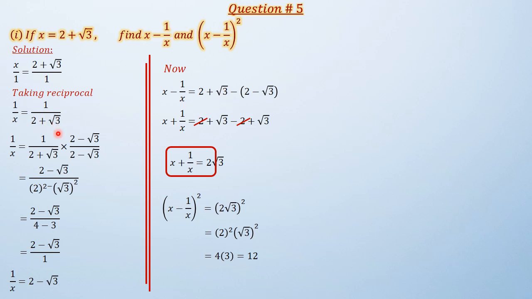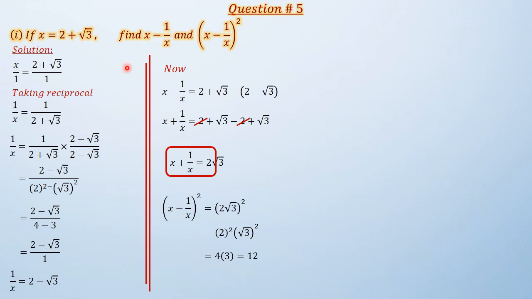After taking the reciprocal, we just have to rationalize with the opposite sign, then a simple multiplication, a square minus b square. This will be 4 and this will be 3, and when you cancel, minus this, you will get 1. No more value of 1 in the denominator, we can just skip this one. Now x is this one and your 1 by x is this term.